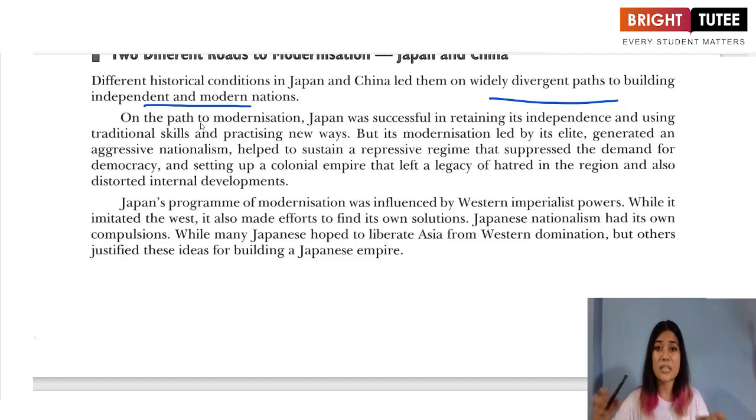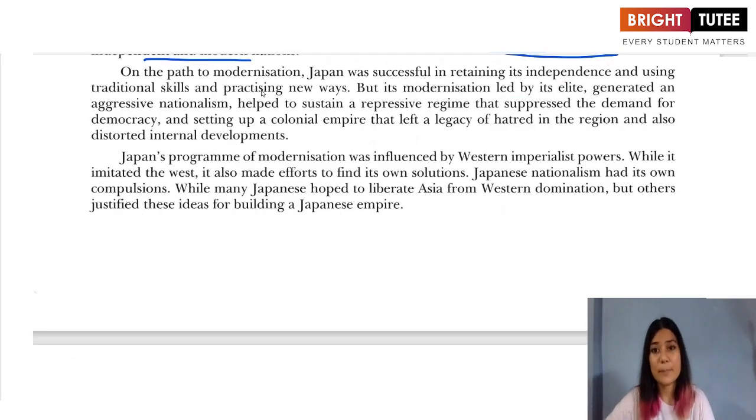They did not do or introduce similar things to come out as a powerful modern nation state. They had their own events, they had their own problems to deal with, and they paved their own ways to emerge as a modern independent state. Okay. When we looked at Japan on the path to modernization, Japan was successful in retaining its independence and using traditional skills and practicing new ways. So as it introduced measures to bring modernization, it retained its independence.